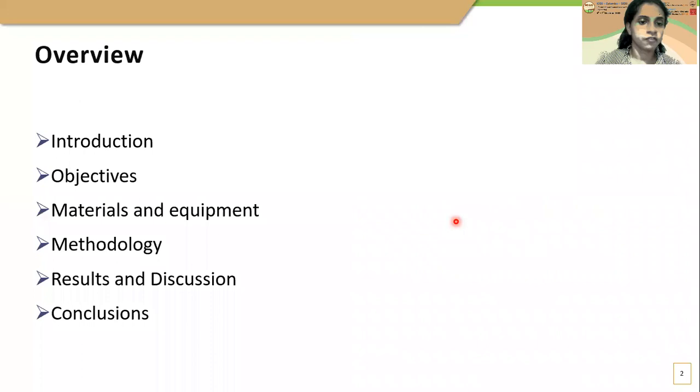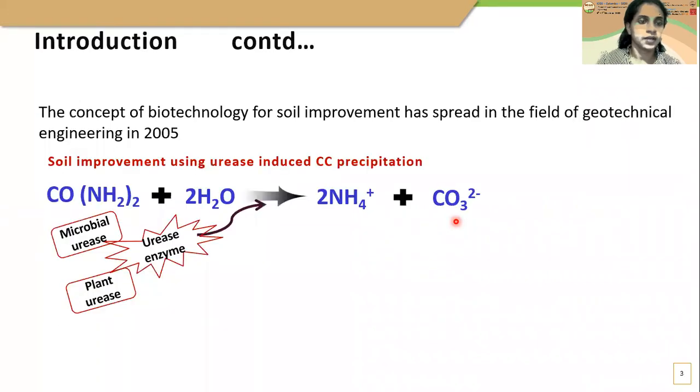This is the overview of my presentation. Actually, the concept of biotechnology for soil improvement has spread in the field of geotechnical engineering since around 2005. Since then, different biogrout formation mechanisms have been identified. However, soil improvement using the urease-induced calcium carbonate precipitation method is the most widely explored method.